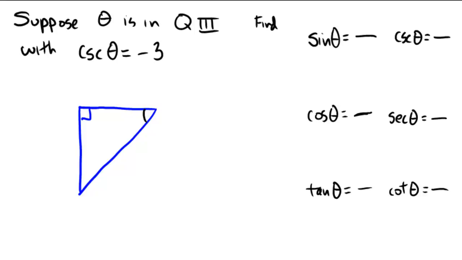And the cosecant is the hypotenuse over the opposite. So the hypotenuse here would have to be 3, and the opposite would have to be -1, because remember, -3 is the same as -3 over 1, which really the way that I'm using it here is as a 3 over -1, because my hypotenuse is always going to be positive.